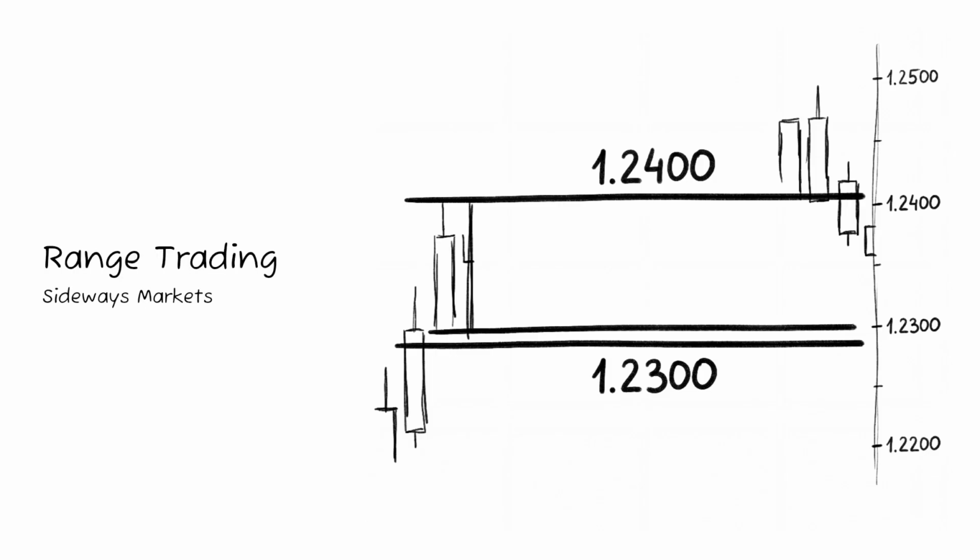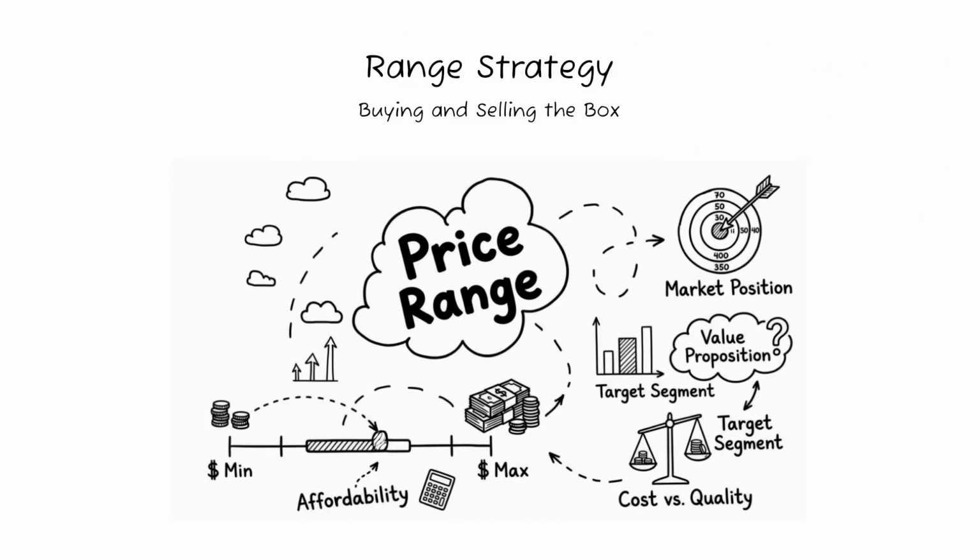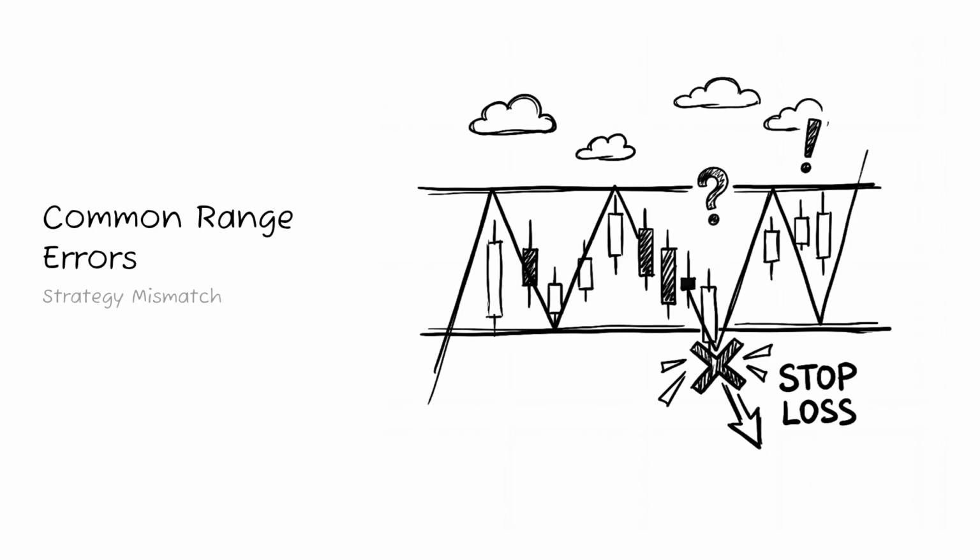Sometimes the market is not trending at all. Sometimes price is just moving between support and resistance. That is called a range. When the market is ranging, traders often buy near the bottom of the range and sell near the top. The mistake is trying to trend trade in a market that is clearly moving sideways.